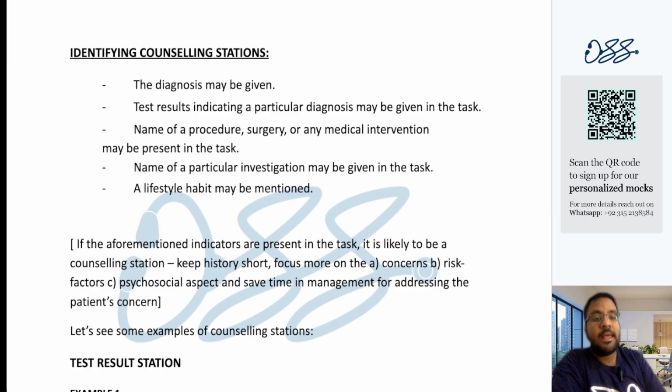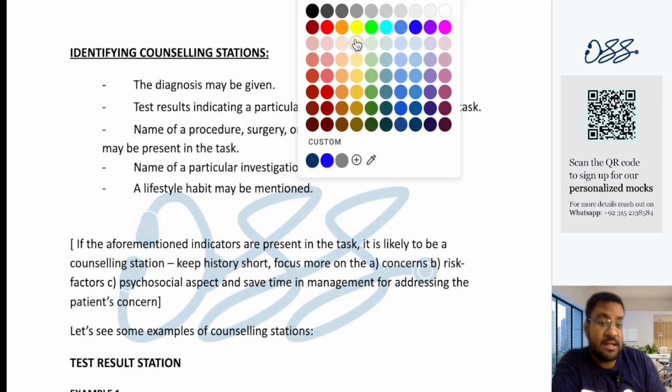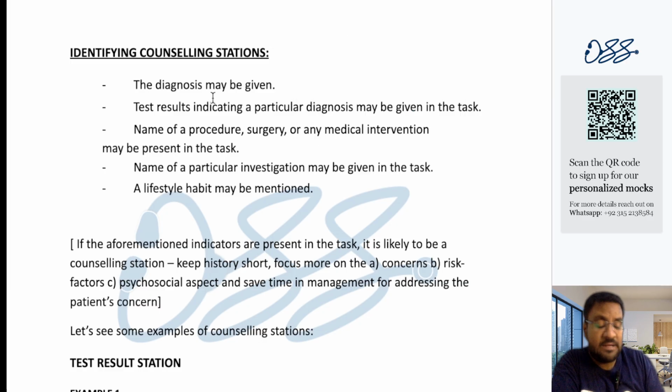All right, now let's move on to a very crucial type of station, the counseling station. Again, counseling stations are a bit complicated to identify, because there are a lot of things that may be there. In counseling stations, the symptom may be present. The patient can have back pain, vomiting, chest pain, anything. The symptom may or may not be given.